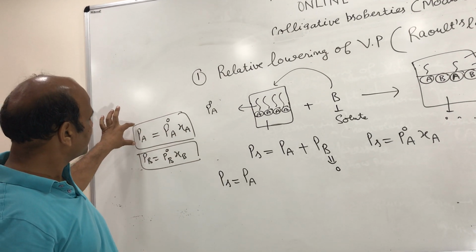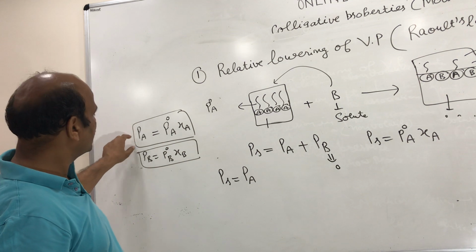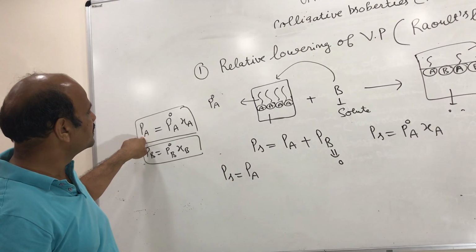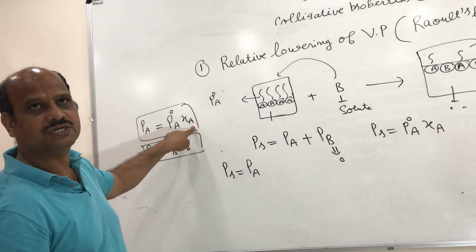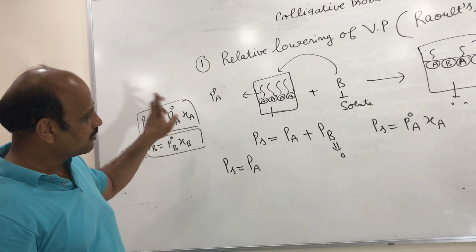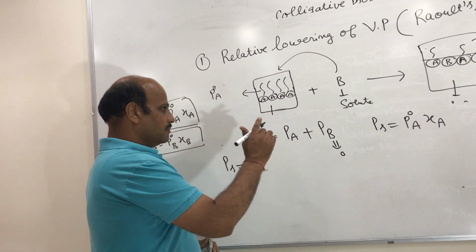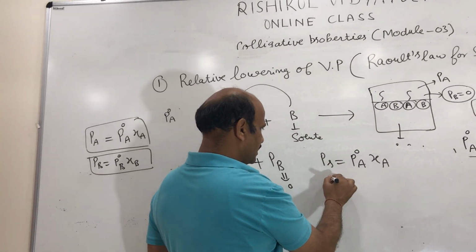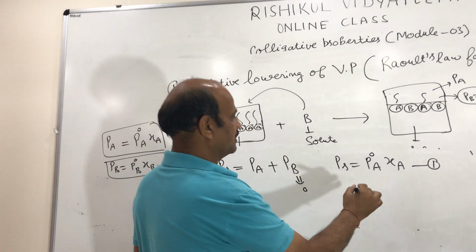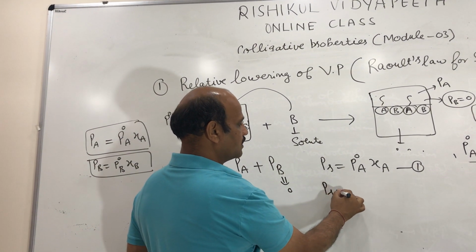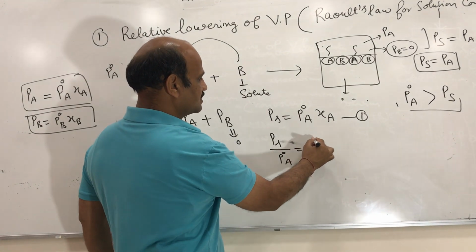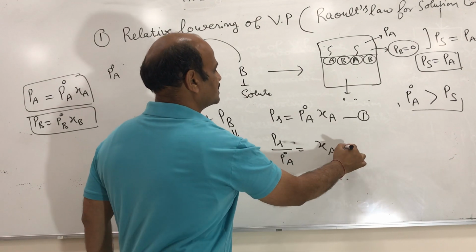In last lecture we have already discussed Raoult's law. Raoult's law, what is that? Vapor pressure of each component in solution depends upon its mole fraction. You can say product of these two, pure state vapor pressure and its mole fraction. This equation is 1. Now here PS upon P naught A equal to XA. This equation is second.